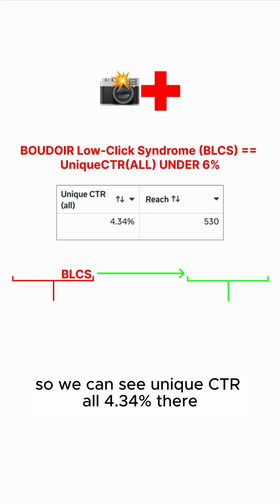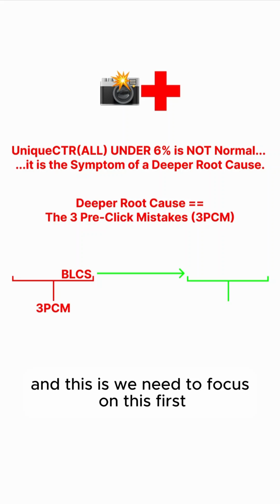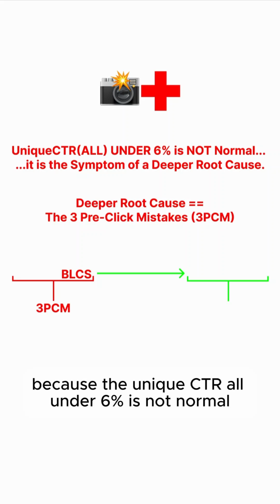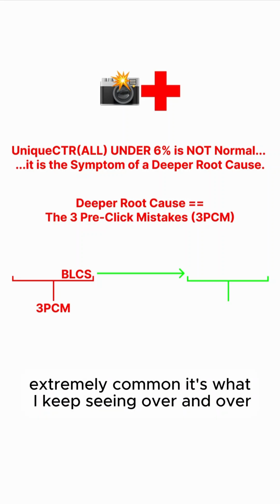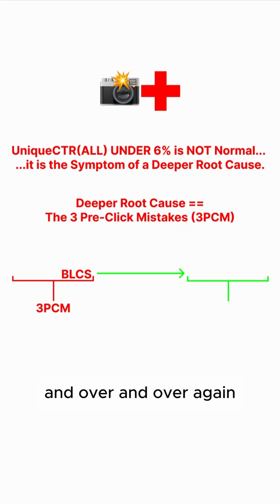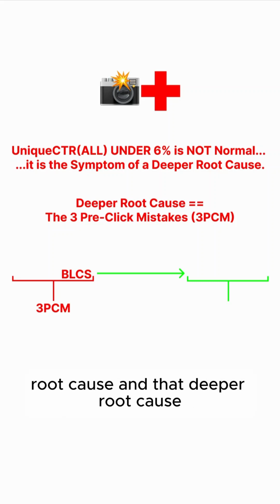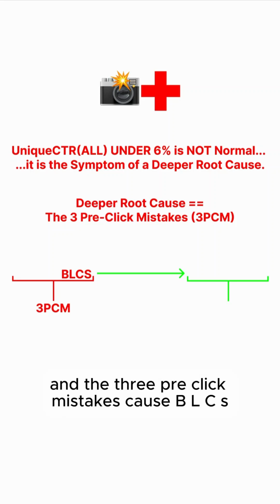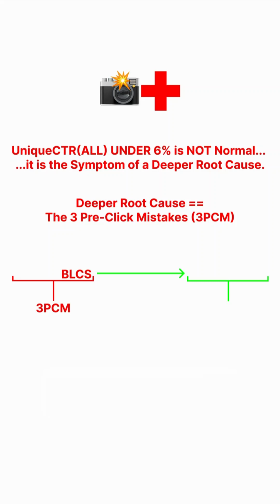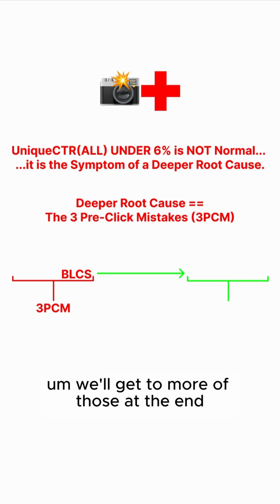So we can see unique CTR 4.34% there. And we need to focus on this first because a unique CTR under 6% is not normal. Extremely common, and it's what I keep seeing over and over again. Every single boudoir Facebook ad I've seen and tested has BLCS, unique CTR under 6%. And it's a problem because it's actually the symptom of a deeper root cause. And that deeper root cause is the 3 pre-click mistakes. 3 pre-click mistakes cause BLCS, and we'll get to more of those at the end.